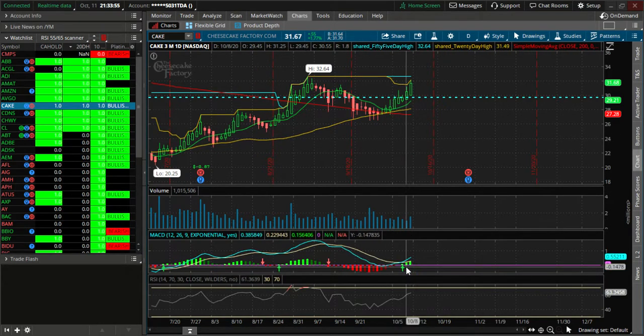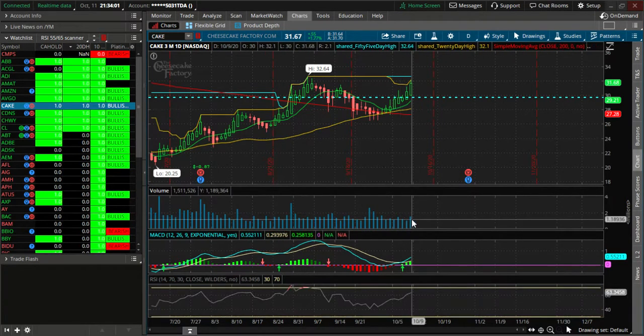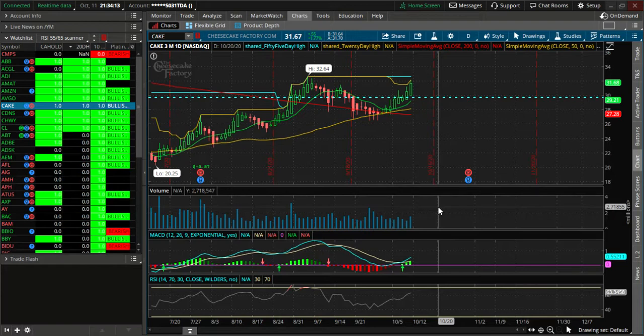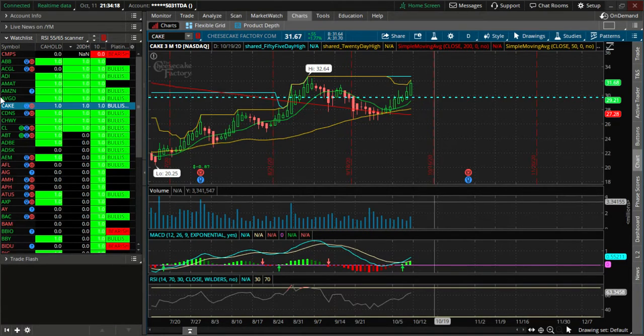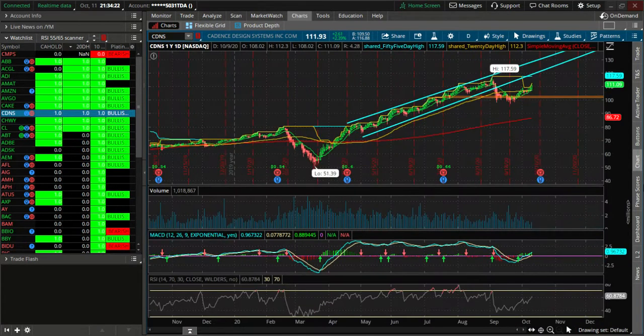The MACD histogram crossed over and is pointing up. RSI is pointing up. Volume is about average, maybe just a little bit above average, but I'm going to say average. So there's no trigger to say, hey, don't trade this right now. So I'm going to zoom back out to the 1 day, flip down to the next chart. This one fell out of the channel.